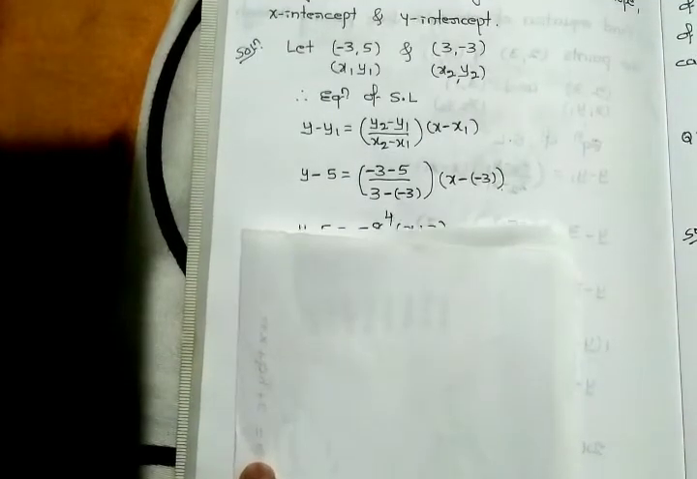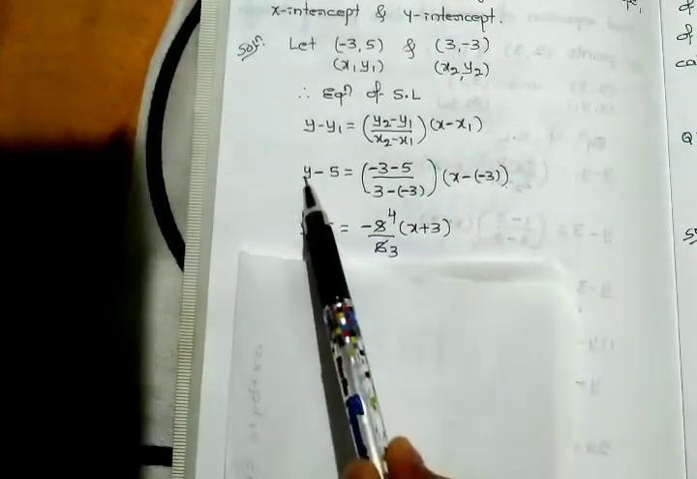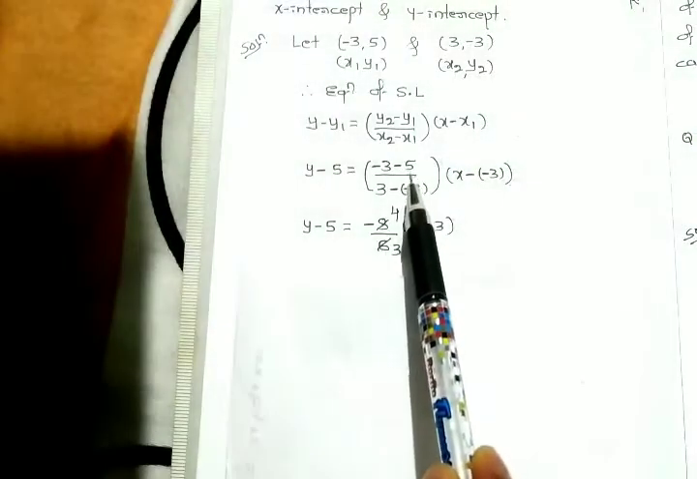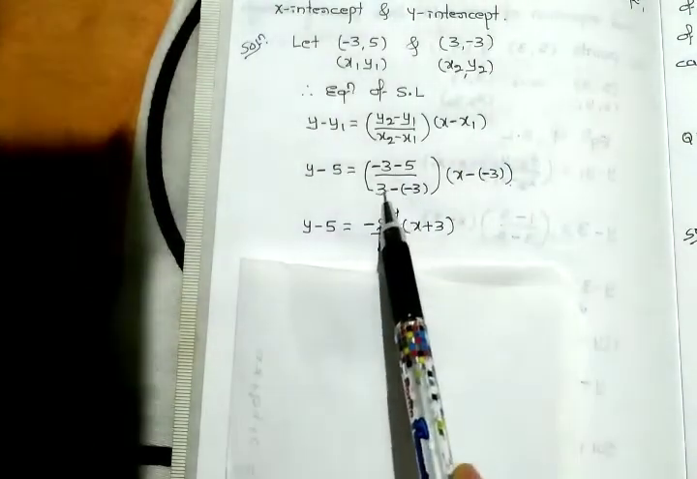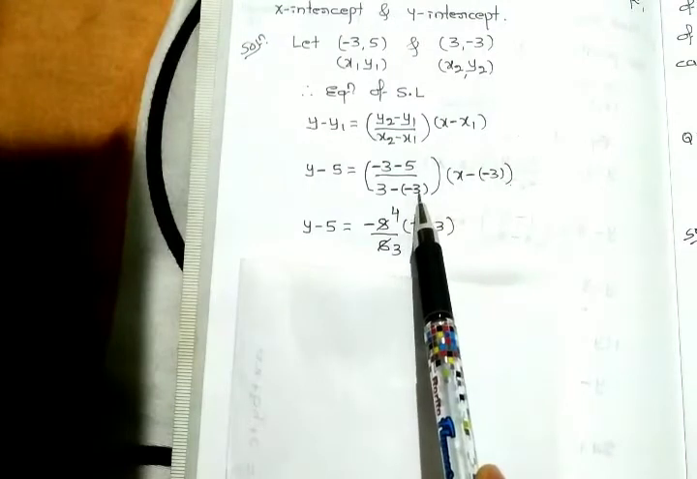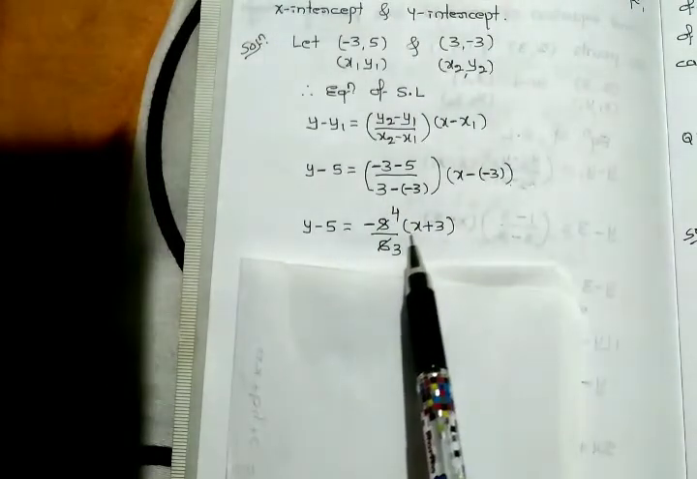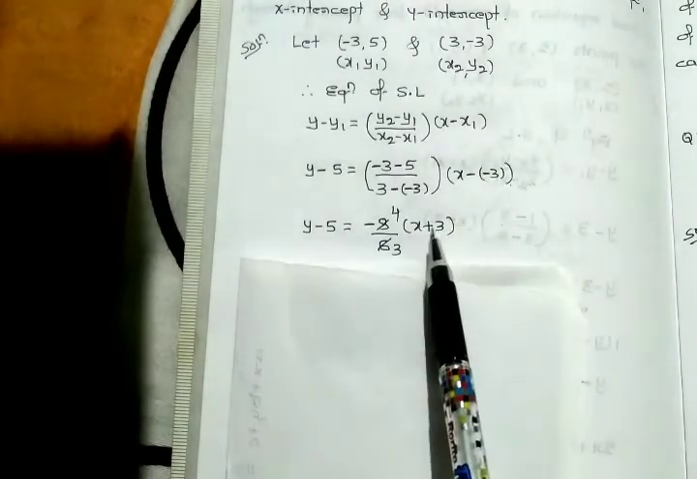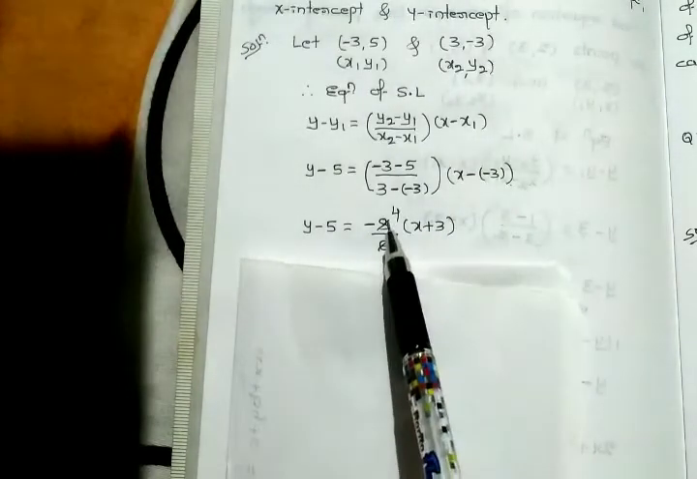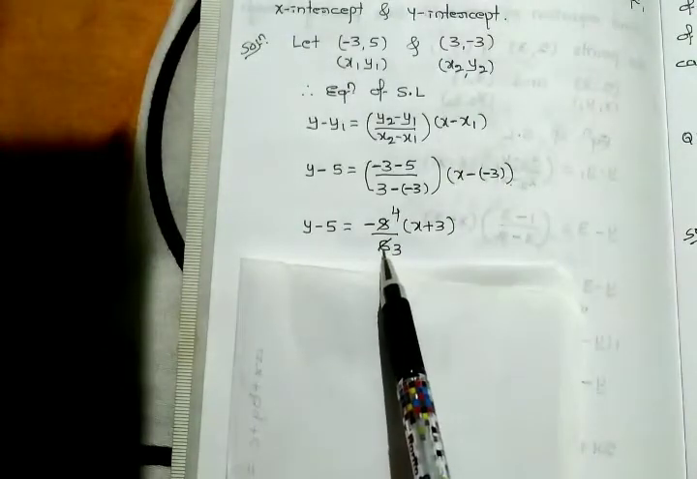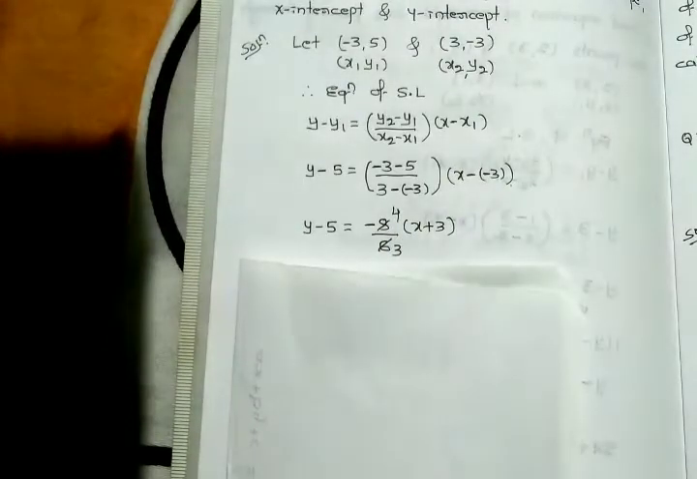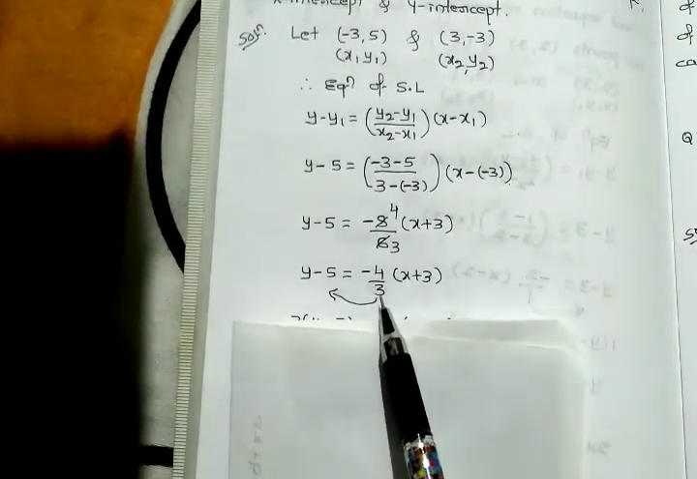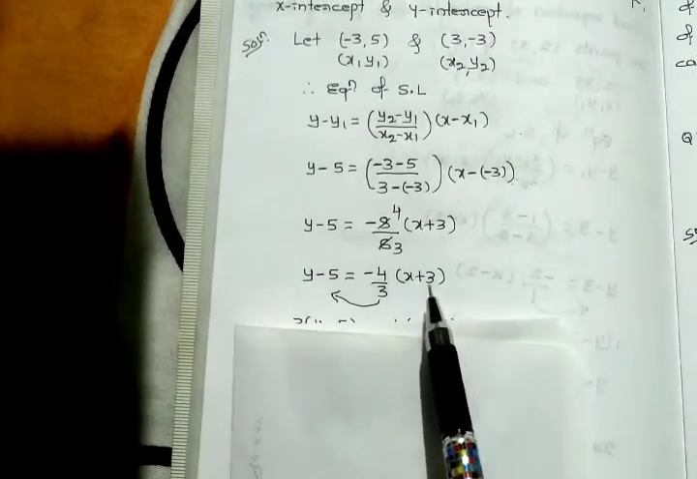Next, do this simplification. So first y minus 5 I'm going to keep it as it is. Minus 3 minus 5 is minus 8. Then minus into minus goes to plus. So 3 plus 3 is how much here? 6. Into x I'm going to keep it as it is. Minus into minus goes to plus 3. Cancel here. So 2 4s are 8. 2 3s are 6. Therefore, what is the remaining value here now? y minus 5 is equals to minus 4 divided by 3 into x plus 3.